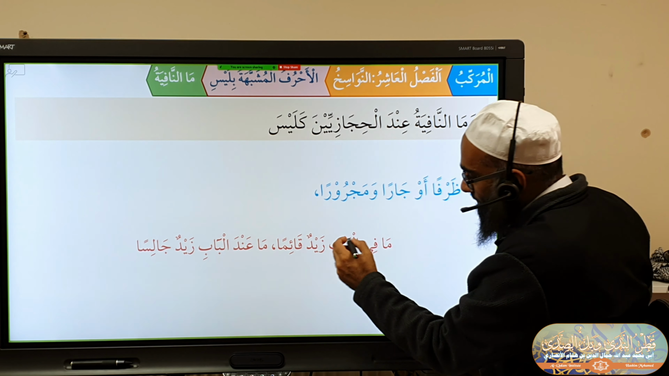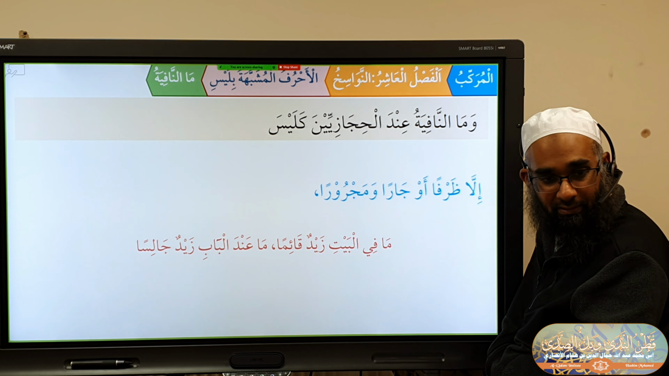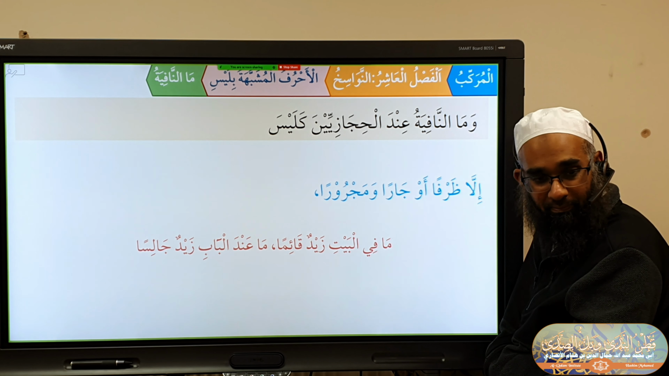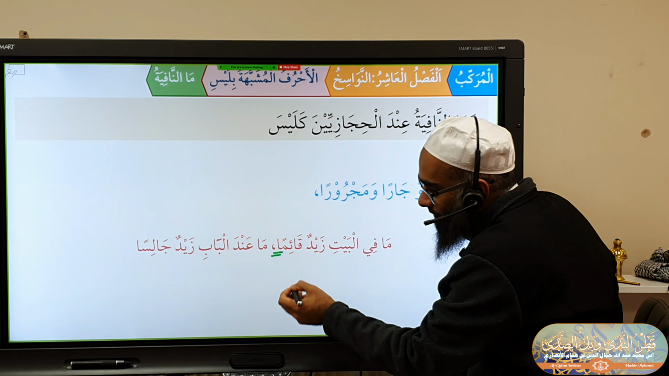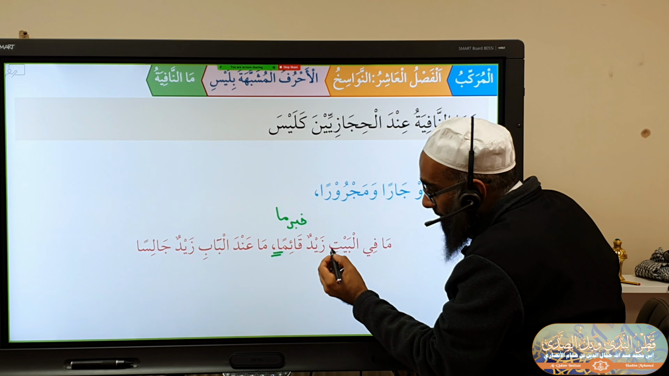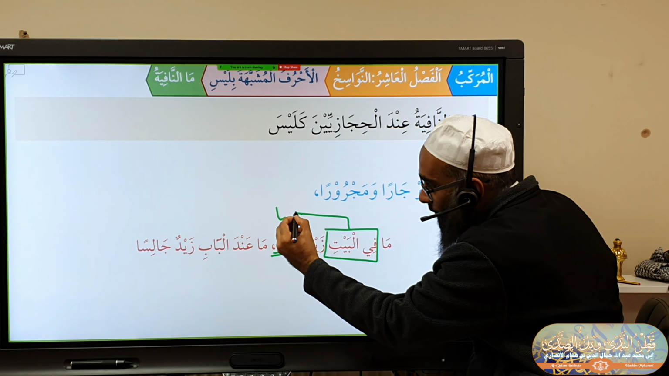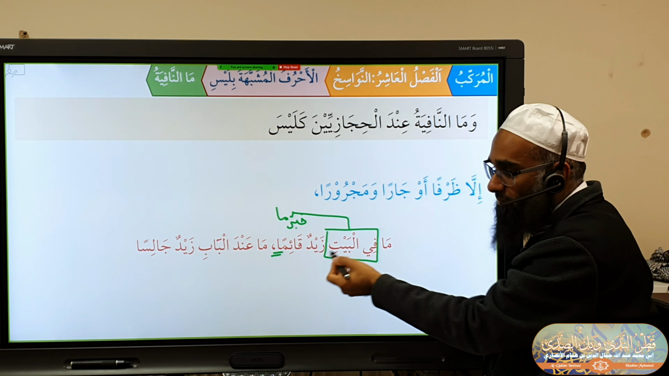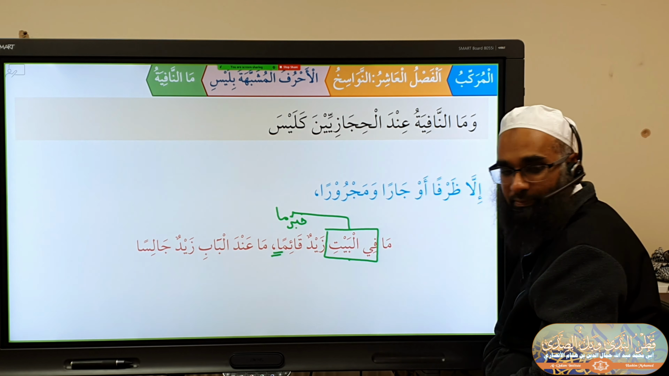So what happens here? Ma fil bayti zaydun qa'iman. What does that mean? Zayd is not standing in the house. Why is qa'iman mansub? Khabaru ma. But the rule is, the ma'mul is before qa'iman, but because it's a jar majroor, it's a zarf. So because this ma'mul is what?